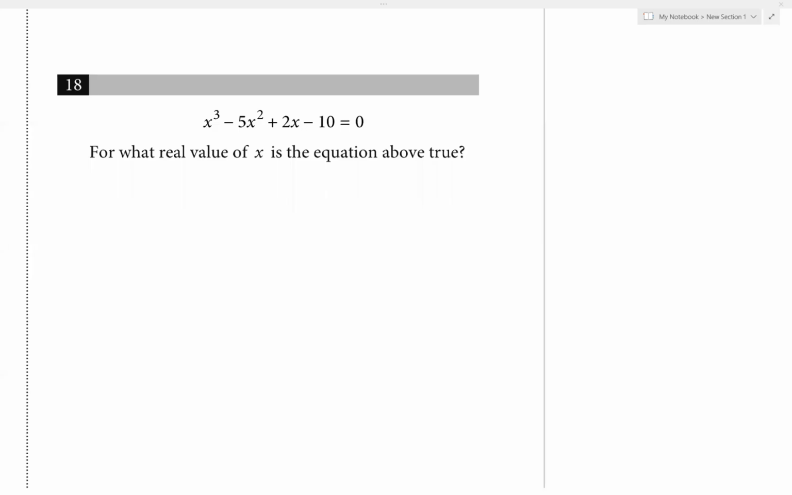Number 18, we have x cubed minus 5x squared plus 2x minus 10 equal to 0. For what real values of x is the equation above true? Okay, so we're solving for x using this equation.